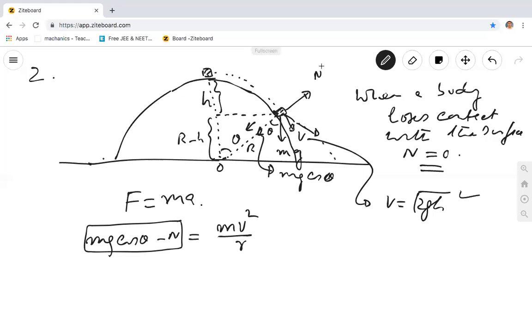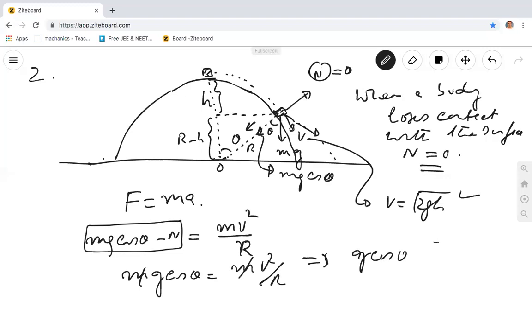One of the agents is 0 here, right? Yes, this R is capital R. Of course, from here to here is capital R. So mg cos theta is equal to mv square by r. M gets cancelled, and it is g cos theta is equal to v square by r. But we are interested in this h, right? Can anybody tell me what is this cos theta from this triangle? R minus h divided by r. Cos theta is base, that is r minus h, divided by hypotenuse, that is r.